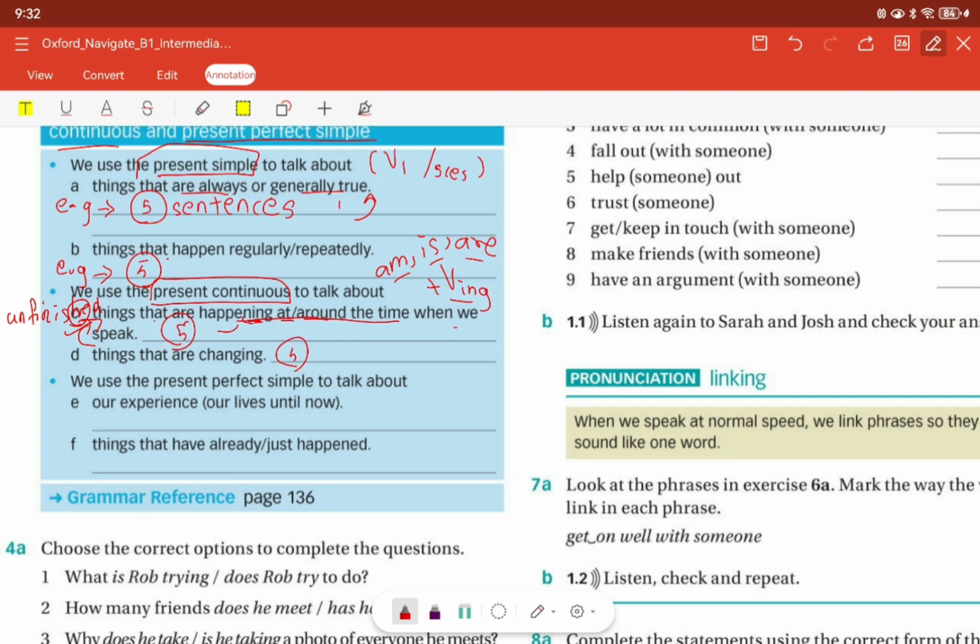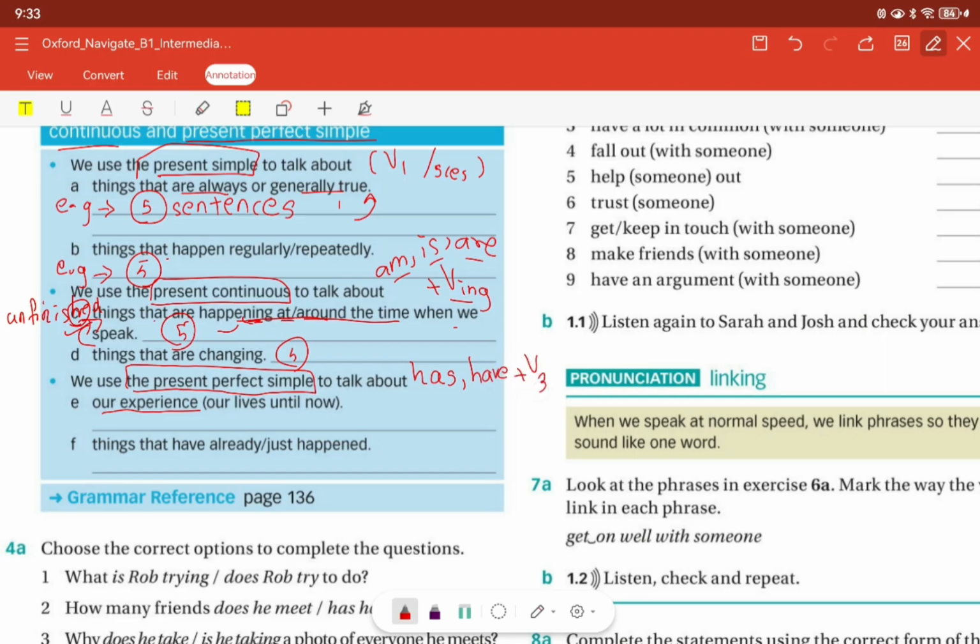Okay, the next one is the last lesson, the present perfect simple. We use the present perfect simple to talk about our experiences, our lives until now. For the present perfect simple, the format is has or have plus verb 3.